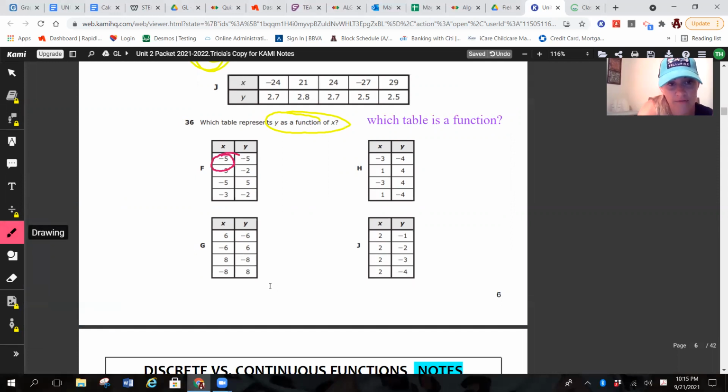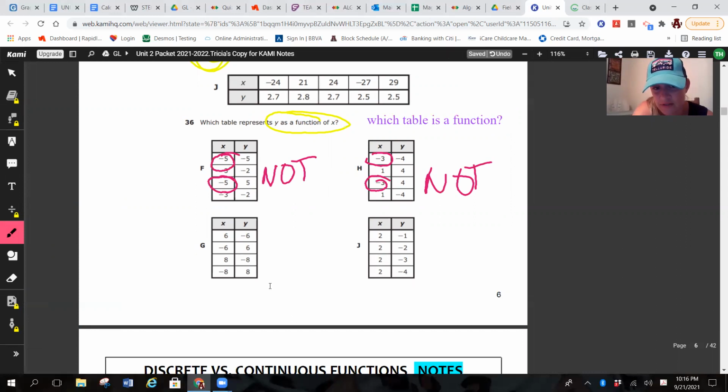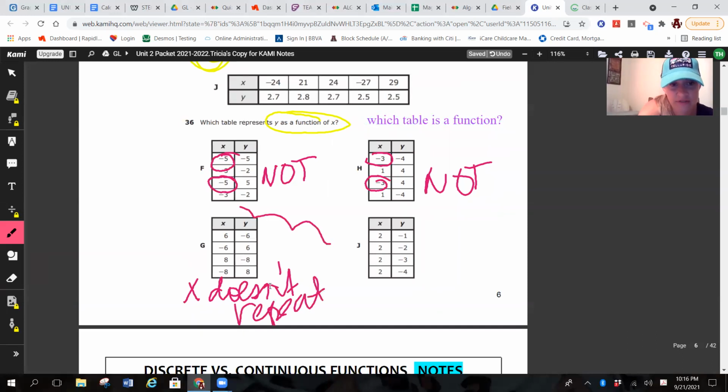So 5 and negative 5 and negative 5 repeat. This is not a function. Negative 3 and negative 3 repeat. This is not a function. 6 and negative 6. 8 and negative 8. Ooh, X doesn't repeat. This is our winner.